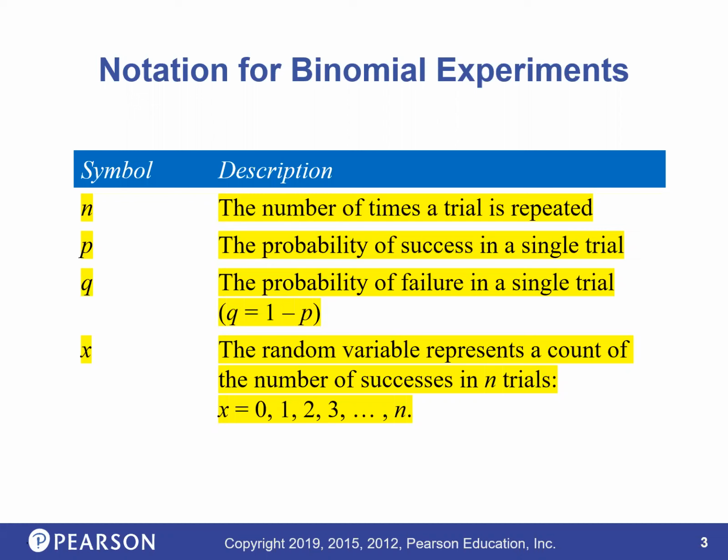So N is just the number of trials that are repeated, the totality of it all. P is the probability of success at every single trial. Q is the probability of failure at every single trial. And then X represents the number of successful trials only. So X is what we think through when we do these.